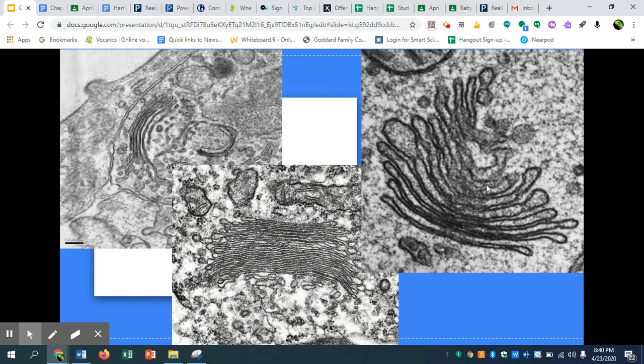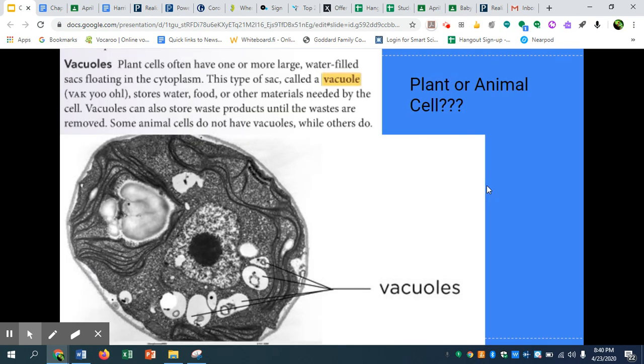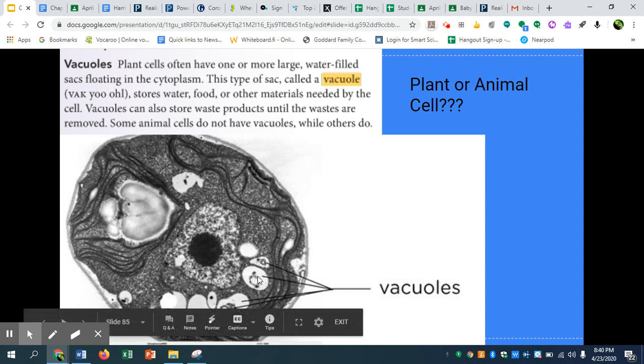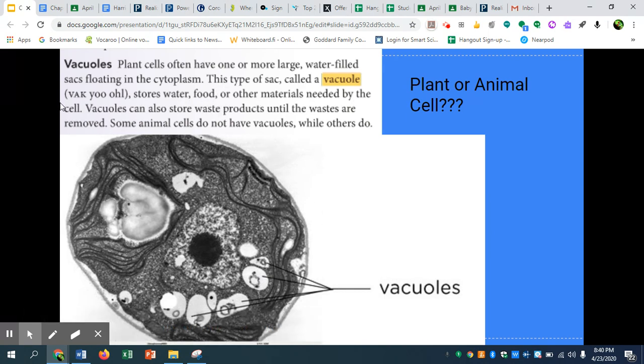Okay, so now let's talk about vacuoles. Now, I want you to keep in mind that some animal cells have vacuoles and some don't. Not every animal cell has a vacuole, but all plant cells do. In this picture, I'm going to show you an animal cell, and this one does have vacuoles. A vacuole stores water, food, or other materials needed by the cell. Vacuoles can also store waste products until the wastes are removed from the cell. Depending on the kind of cell in the animal, they may or may not have vacuoles.